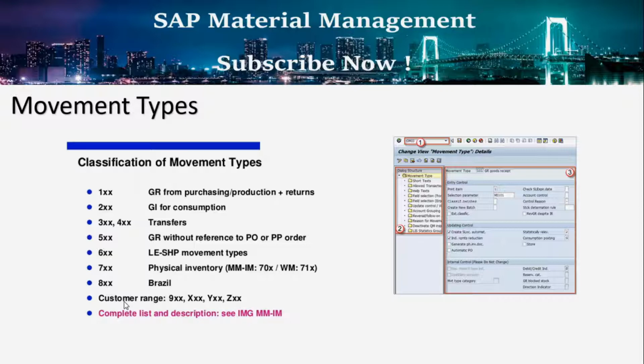And then you have your own custom range. So if you need to create a new movement type, you have to use these ranges, starting with 9, with X, with Y, or with Z. If you want to see the complete list of all the movement types, you can go to IMG. And the transaction for movement types is OMJJ, as here.